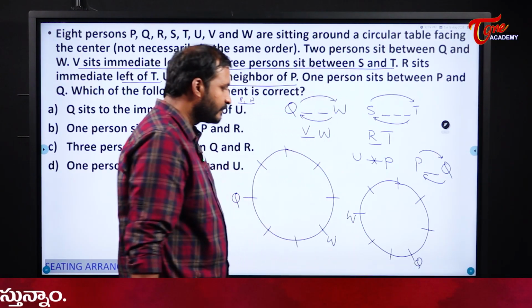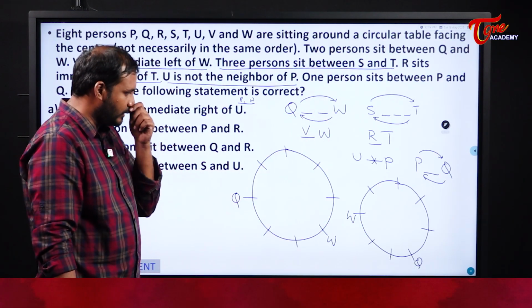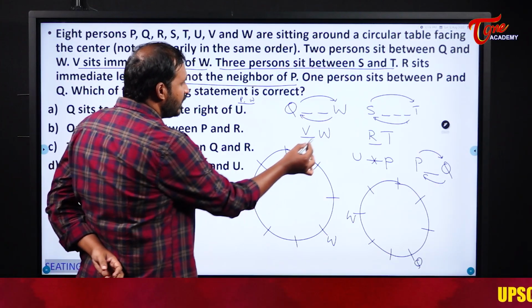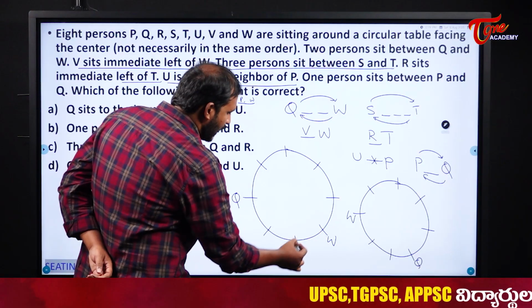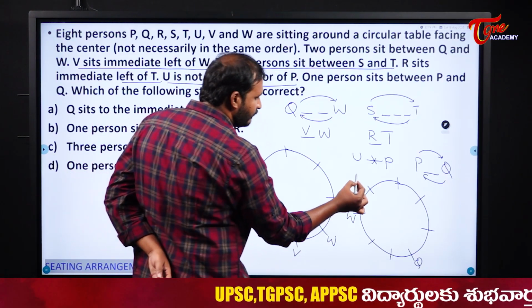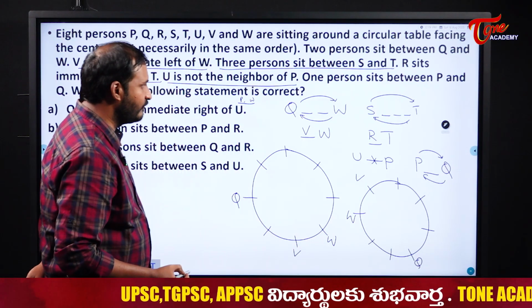Need not to worry, one will get cancelled. Okay, down the line. Now next, to the left of W I will have who? V. To the left of W I will have V. So I will have V here.